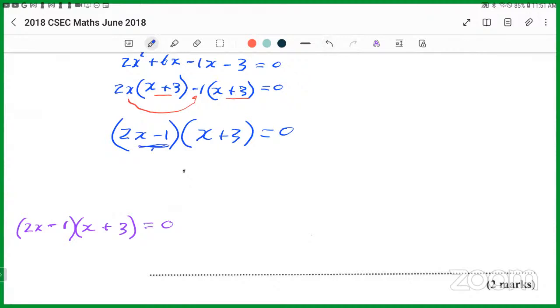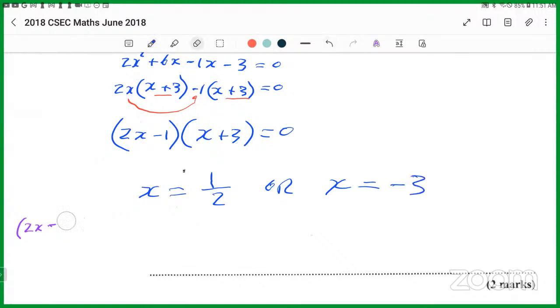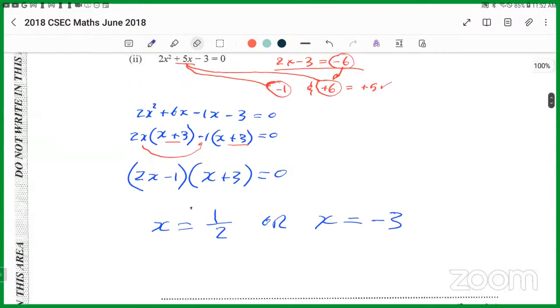If this factor equals 0, then what will be the x? The x will be equal to, take the negative 1 and carry it over, it becomes positive 1. Then I take this 2 and divide it under here, so I get a half. Or if x plus 3 equals 0, then I take this positive 3 and carry it over, and I will get negative 3. Those will be the two answers for that question.